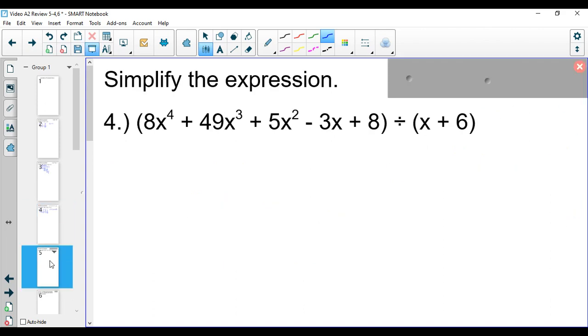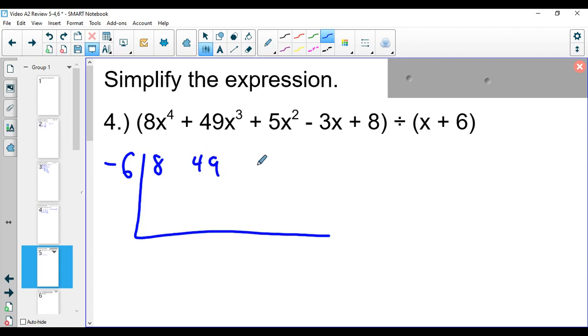Excellent, very good. Number 4, another division problem. Here we can use synthetic division again. So let's jump right in. Let's put the real root of negative 6 out there. And then across we've got our coefficients. I don't see any missing terms to the fourth, third, second, first, and constant. So we just put the numbers right across. 8, 49, 5, negative 3, and 8.